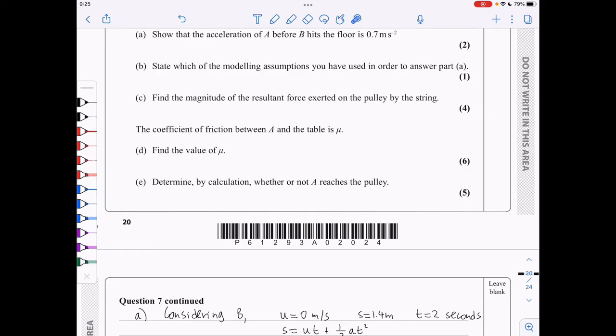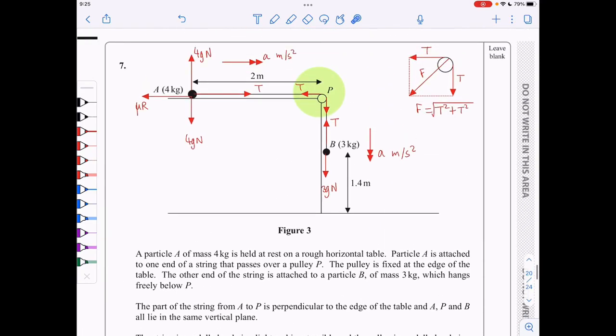E, determine by calculation whether or not A will reach the pulley. Well, if we think of the situation, B will descend by 1.4 meters, which means that A will move to the right by 1.4 meters. It will have another 0.6 meters until hitting the pulley. The question is, will it cover this distance before it stops?